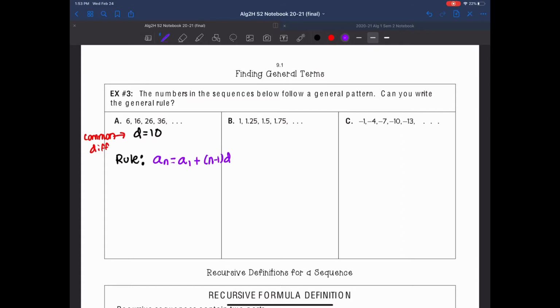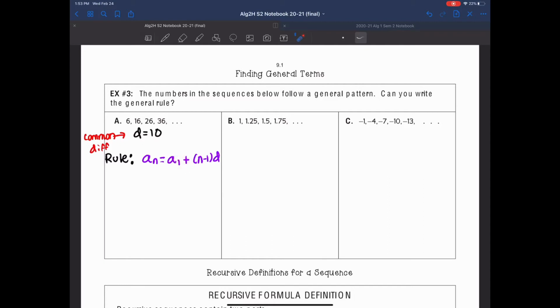So let's go ahead and talk about what each of these parts represents right here. I'm actually going to move this over just a teeny bit. Perfect. Okay, so A sub n, that is referring to the term that we are trying to find, right? So if I'm finding A sub 7, for example, that means I want to find the 7th term of the sequence. A sub 1, that represents the first term of your sequence because the subscript is 1, all right?